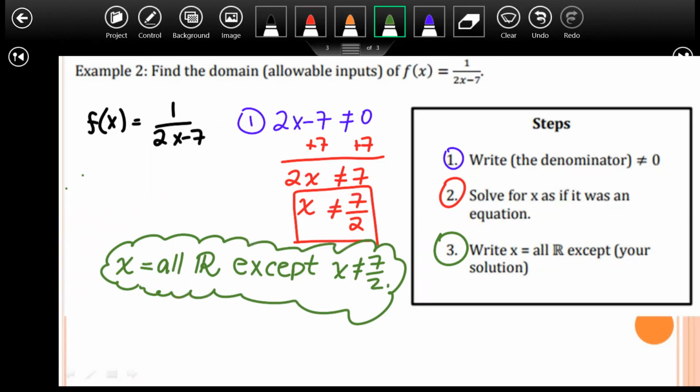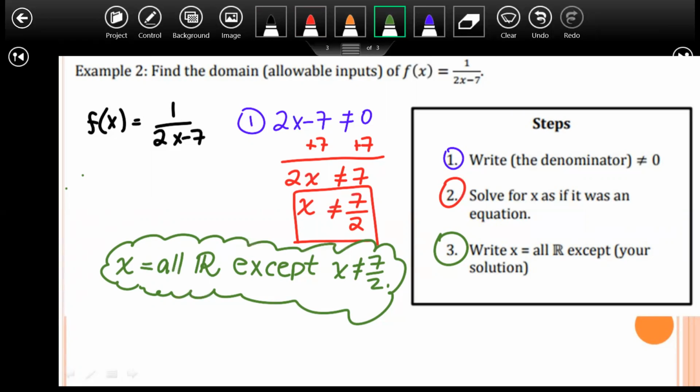Okay, so we'll practice these. We'll look at different types and solve for these, so don't freak out. So this is our first step: basically, write that the denominator cannot equal 0, solve for the value of x, and then write all real numbers except the value that it cannot be.